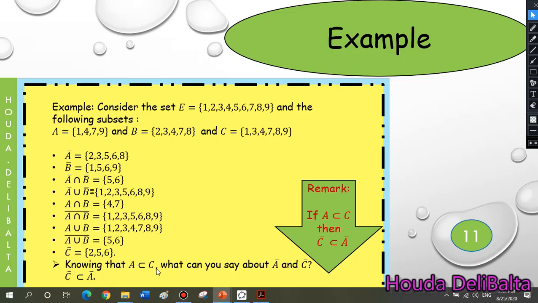So if A is a subset of C, if A is a smaller set, then by logic, C bar is going to be a subset of A bar, and here is the proof. This is C bar and this is A bar. Notice that C bar is a subset of A bar, where A is a subset of C.